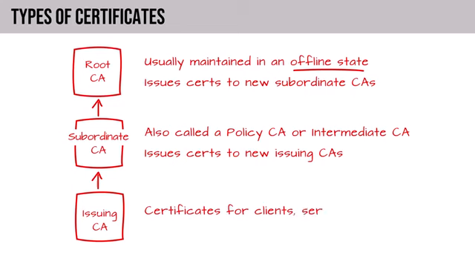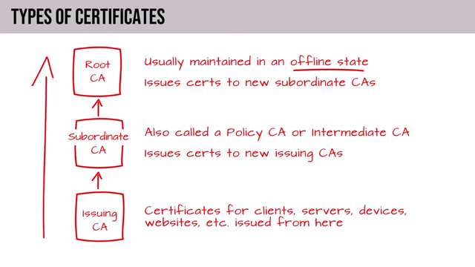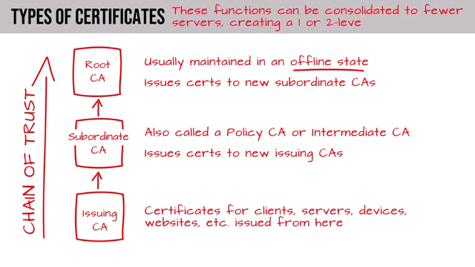And the issuing CA is where certificates for clients, servers, devices, websites, etc. are all issued. All of your day-to-day certificate issuance comes from here. So that path, that chain from the issuing CA up to the root, is your chain of trust. And we could consolidate these functions into fewer servers. You can have a 2-level hierarchy or even a single-level hierarchy, but you're going to have a less resilient public key infrastructure. In that single-level hierarchy, if the server is compromised, your root of trust is compromised as well. So your entire PKI is blown.